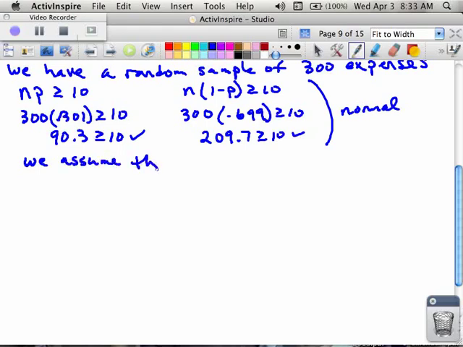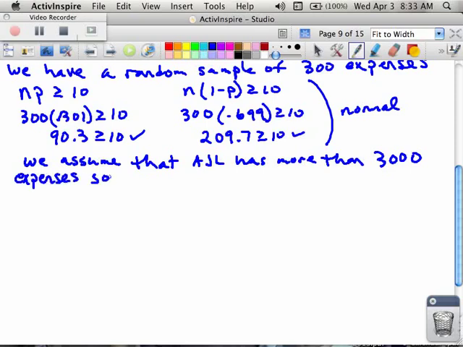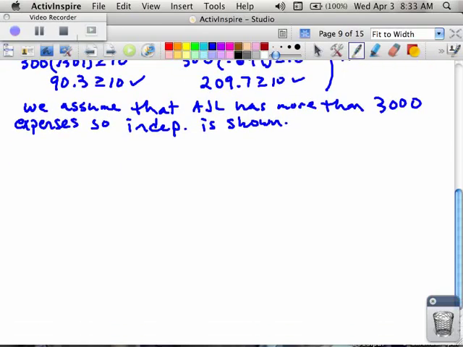We assume that the company's name, AJL, has more than 3,000 expenses. So independence is shown. And now we can move on to the math.